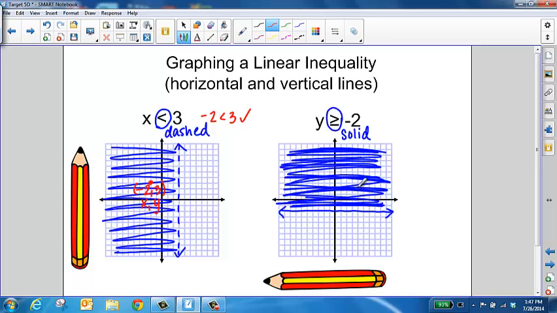So let's use the point 4, 4. Now the y value of this ordered pair is 4, so that's what we're going to substitute into our inequality. And 4 is in fact greater than or equal to -2, so we did shade the correct side of that line.